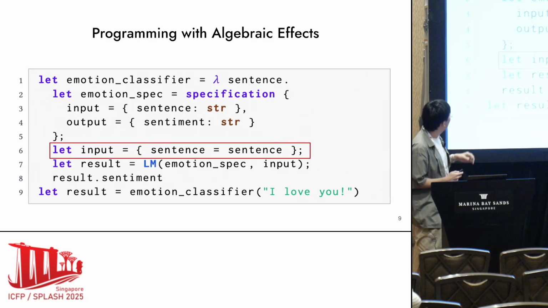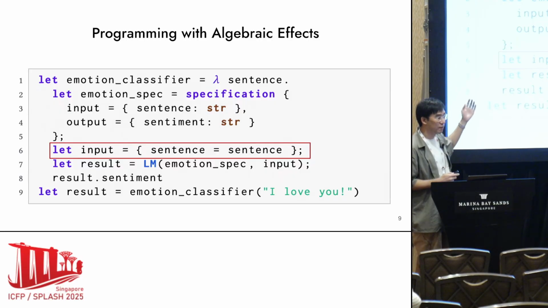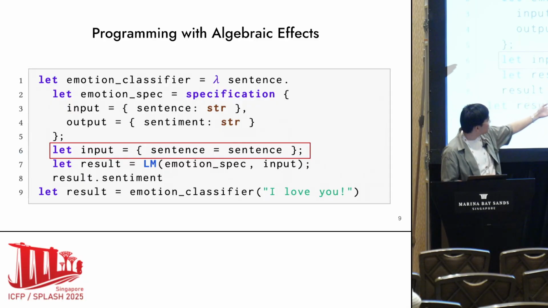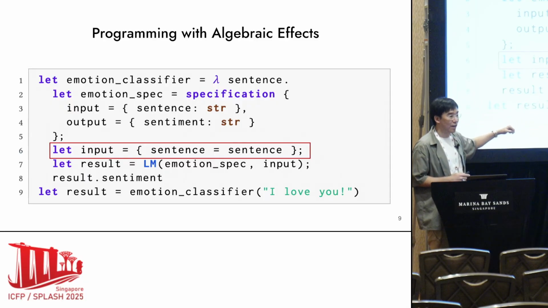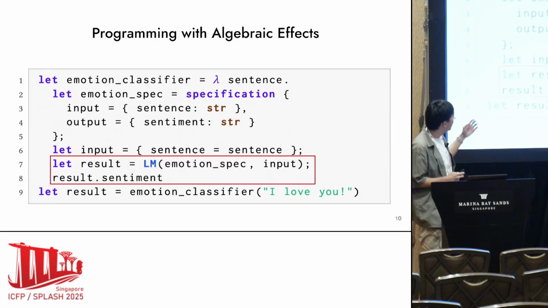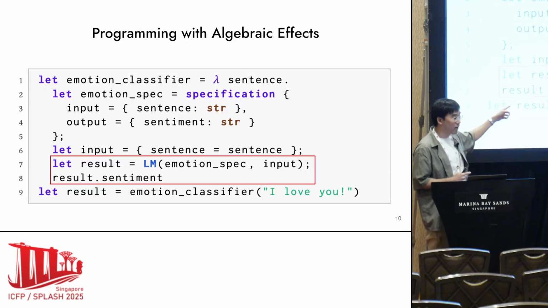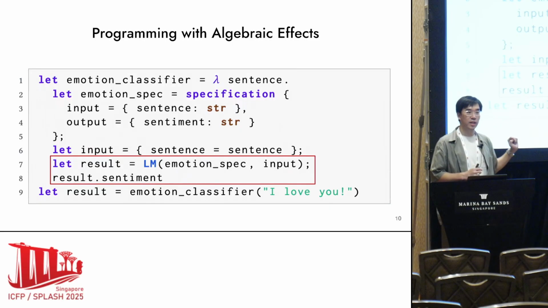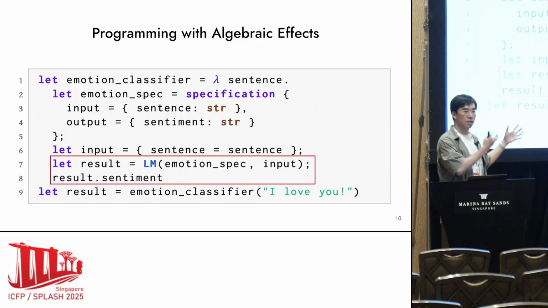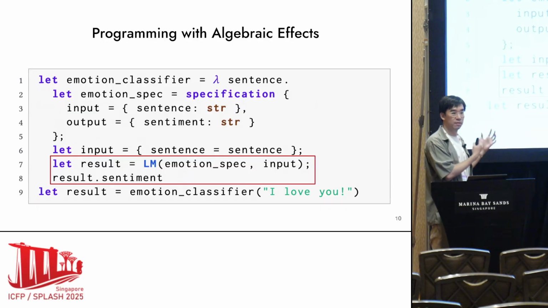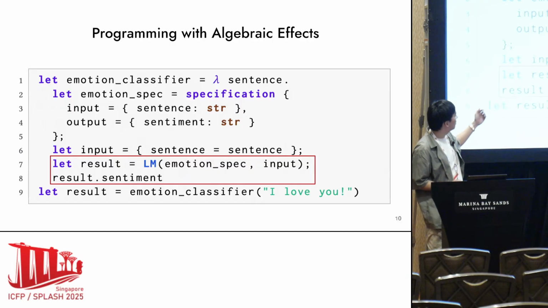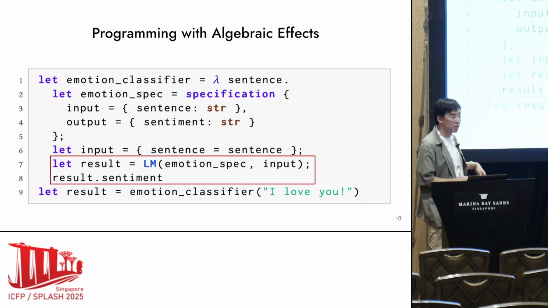We can instantiate this specification, or this protocol, with a given sentence. On the right, the sentence refers to the actual string argument to be classified. After that, we can call the language model with this LM operation. But here, LM is really an effect operation. It's abstract. At this point, we're not giving it a meaning or providing the interaction. After retrieving the result, we can return from this function.